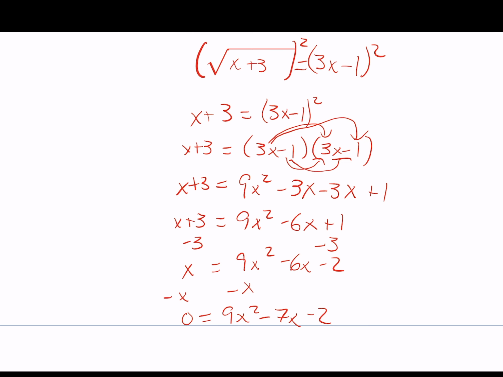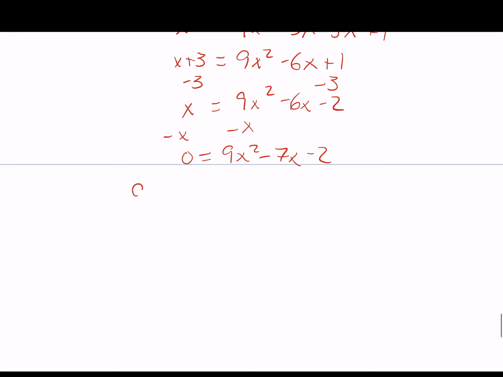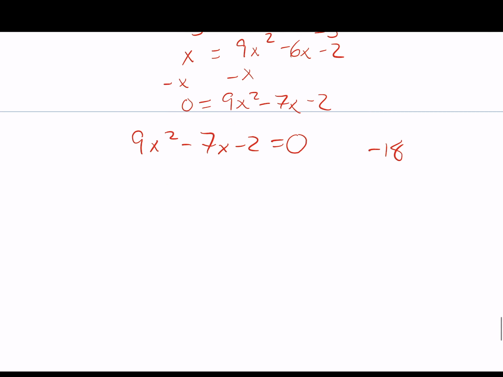So now we can take 9x squared minus 7x minus 2 and factor that. So let's do that. I'm going to rewrite this as 9x squared minus 7x minus 2 is equal to 0. So we need the factors of negative 18, that's a times c, that add to negative 7. What are the factors of negative 18? Well, we have 2 and negative 9, negative 2 and 9, 3 and negative 6, negative 3 and 6.